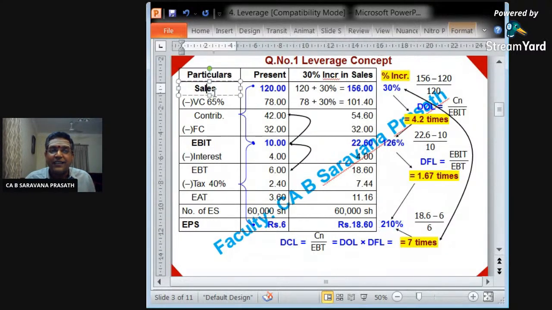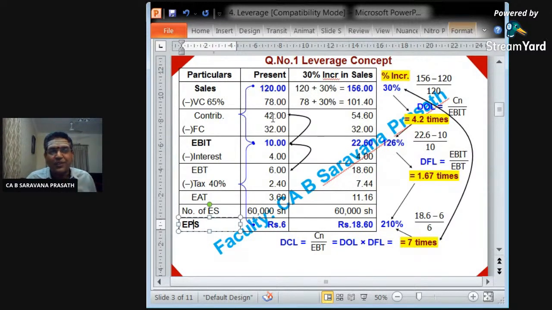Now, sales and EPS, they are directly linked by using a concept called combined leverage, the combined effect of both fixed cost and the interest cost. We call it the degree of combined leverage. So, how to calculate the combined leverage? It's a cumulative multiplication of DOL and DFL. 4.2 further magnified 1.67 times. So cumulatively 4.2 into 1.67, overall effect is equivalent to 7 times.